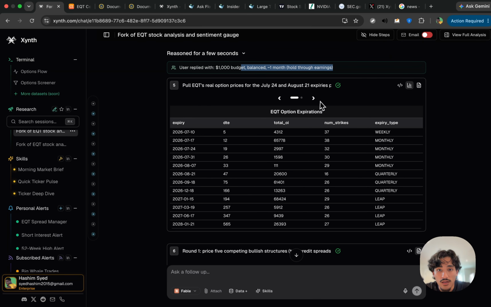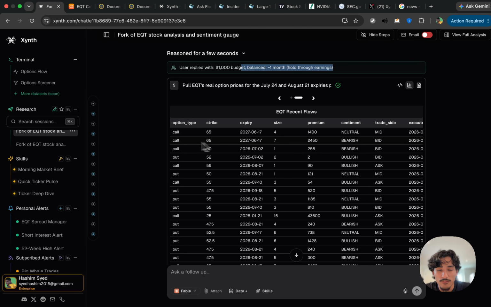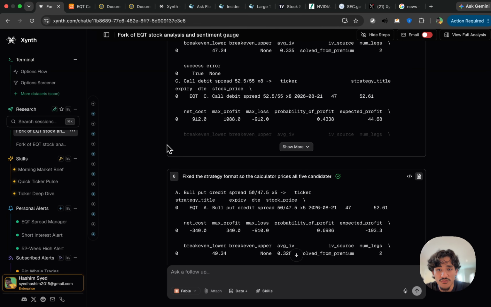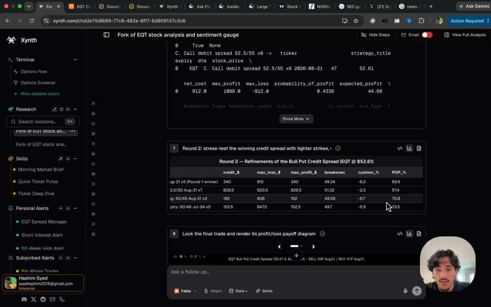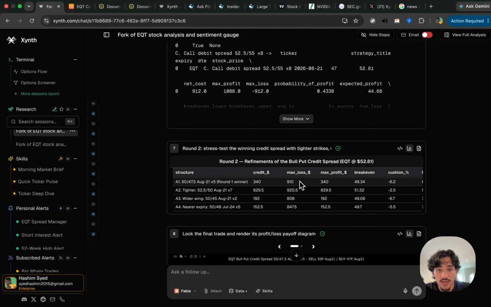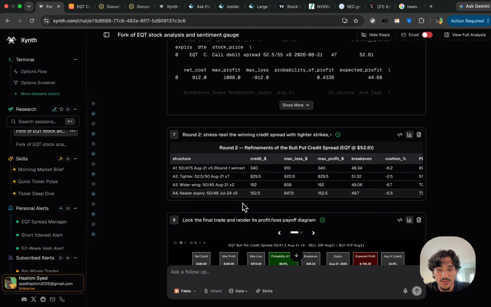Xynth then digs through all the options expiration dates for EQT and also pulls the recent flows for EQT. Then it runs a bunch of strategies through our options calculator, which tells it the probability of profit for each strategy, and the max profit, and the credit for each of the strategies with different legs.